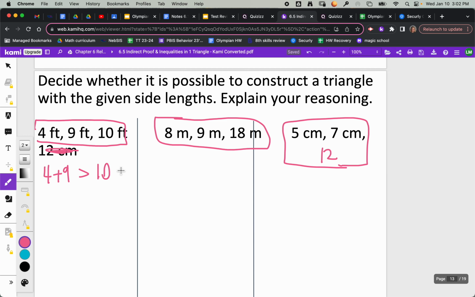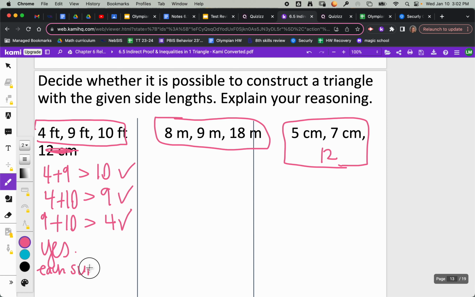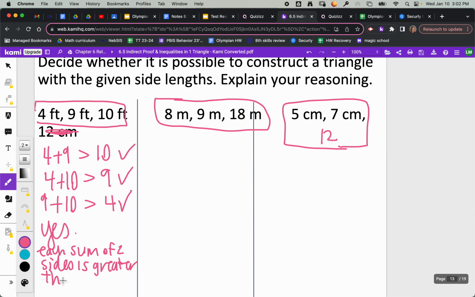Is 4 plus 9 greater than 10? Yes. Then we could do 4 plus 10. Is 4 plus 10 greater than 9? Also yes. And then we can do our last possibility, 9 plus 10 is greater than 4, also yes. So yes, each sum of two sides is greater than the third side.